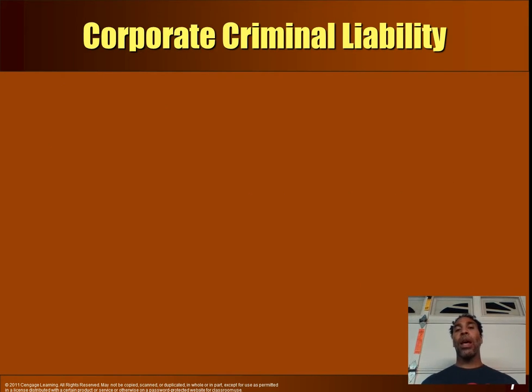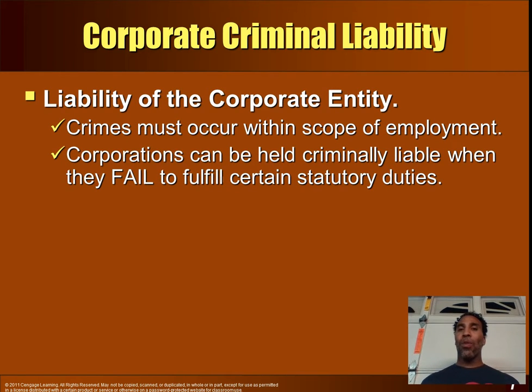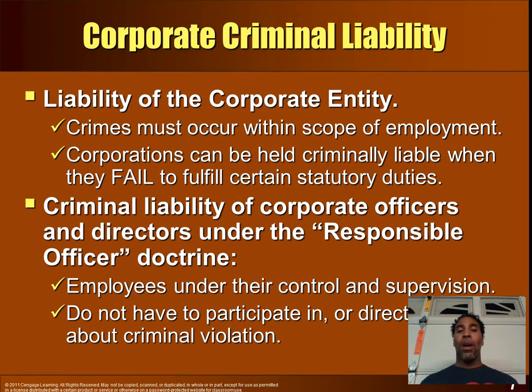So corporate criminal liability, remember we talked about, can a corporation be held liable in a lot of situations? And the answer is yeah. Liability of the corporate entity: crimes must occur within the scope of employment. And corporations can be held criminally liable when they fail to fulfill certain statutory duties, right? If you look at that corporation, at their paperwork, it's like an entity, it's like an individual, like a human being.